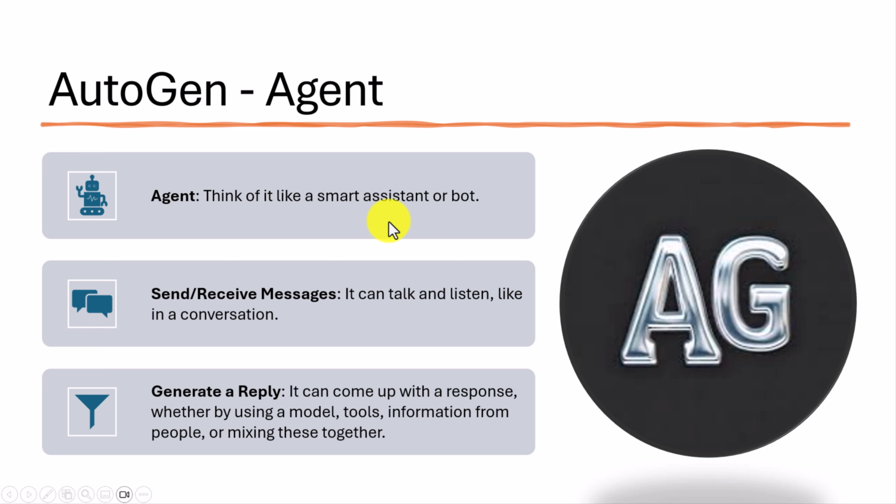From the AutoGen framework's point of view, an agent is like a smart assistant or bot application. The main goal of an agent is to send and receive messages, like a human conversation, and send the response to the user. It comes up with the response by mixing AI models, tools, information, or people all together. That's the main objective of the AutoGen agent.